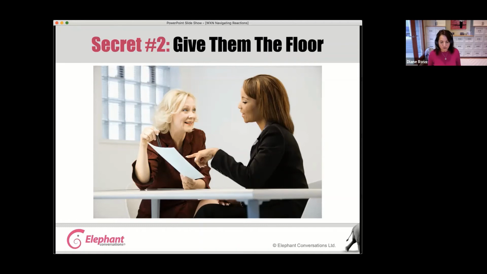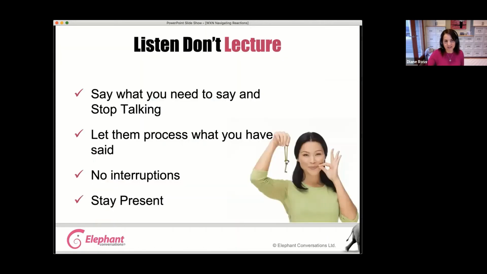So the other thing too, and this is hard, this is difficult when somebody's having a negative reaction, is to really listen. And I think the key is, and I've kind of already done this, we say what we need to say and then really turn it over. Give them that space to process what you've said. And here's the thing: if we can really listen below the surface of what they're saying, we might be able to really understand where they're coming from.